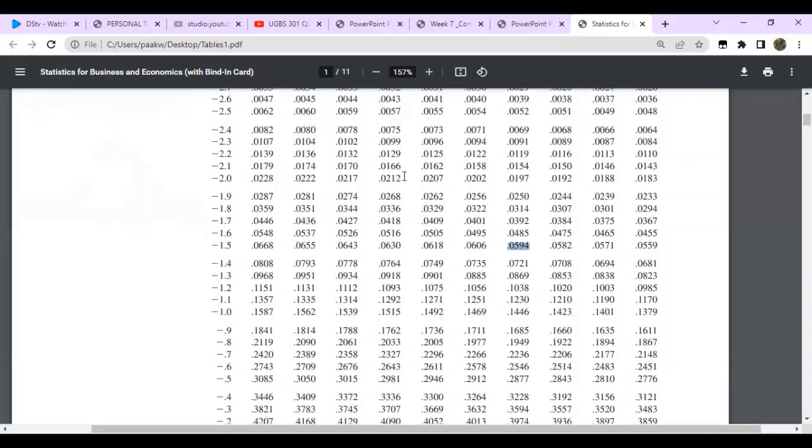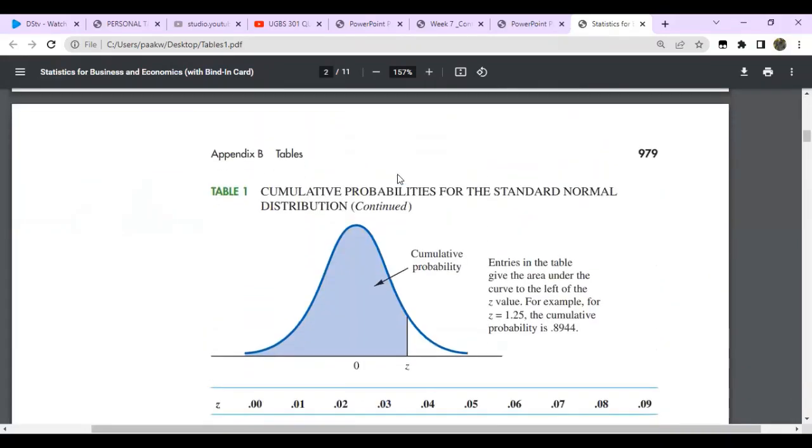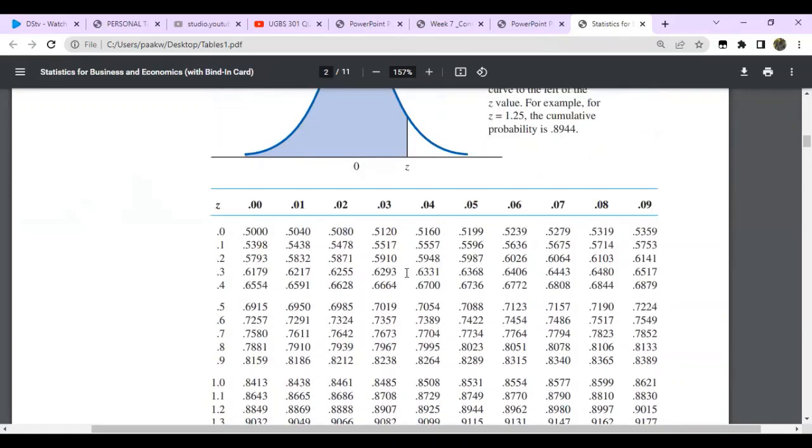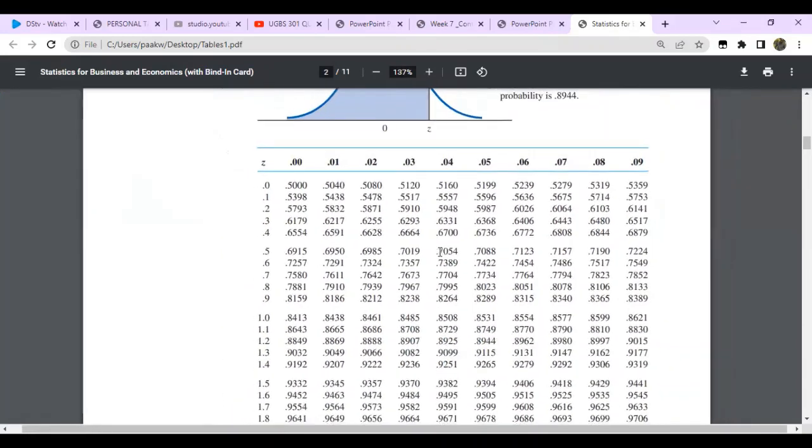Can you see the table now? Yes. So 1.6 is here. Then we look for 0.07. That one too is here. So wherever they meet, 1.6 and 0.07, so it's what? 0.9525.